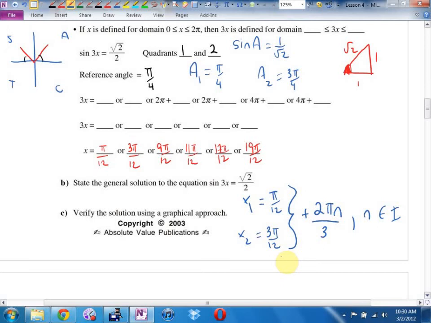Hey, when this number got bigger, when it became a 3 instead of a 2, how many answers did you get? 6. What do you think if there's a 4 there? How many answers are you looking for? 8. What if there's a 5 there? How many answers are you looking for? Now, the odds are if there's a 5 there, I'll just ask you for the general solution flat out. I won't ask you to list all 10. That's a lot of work.